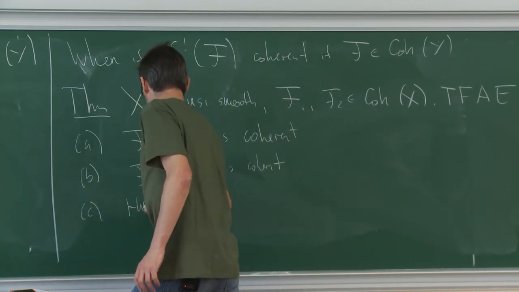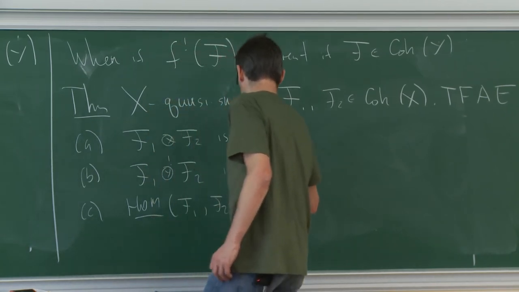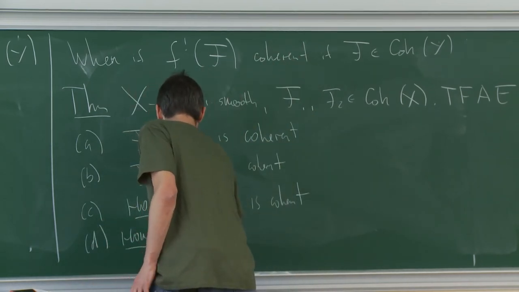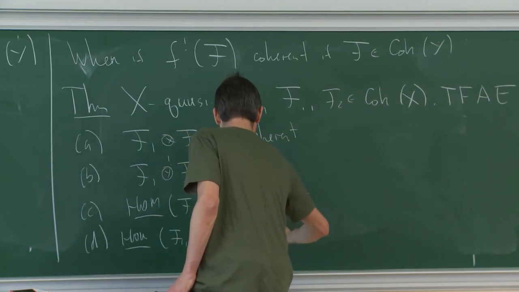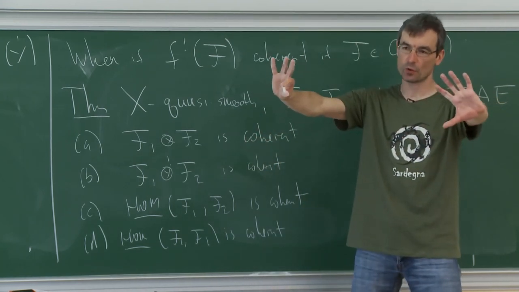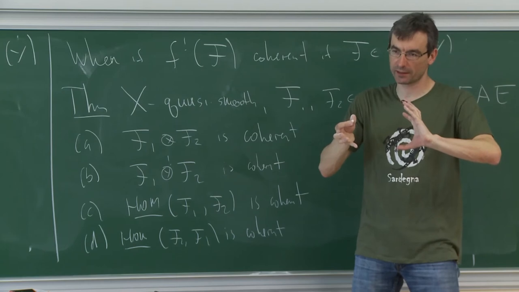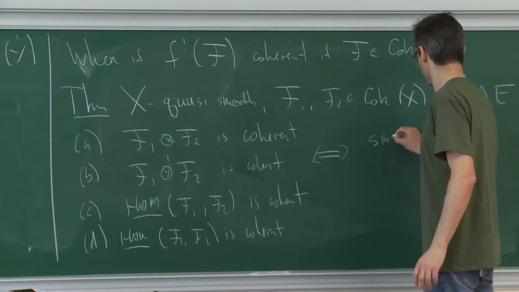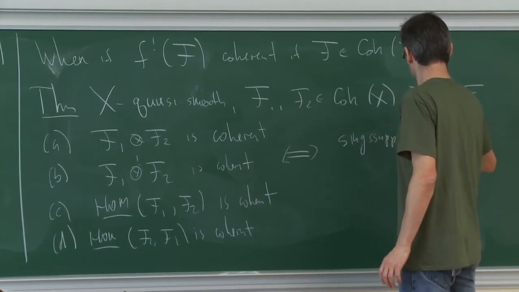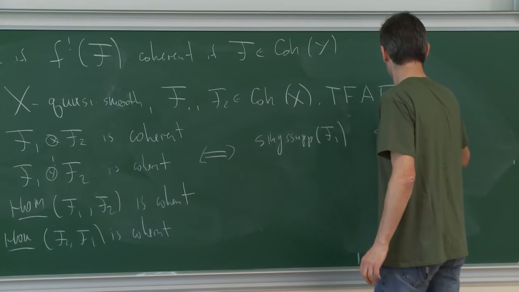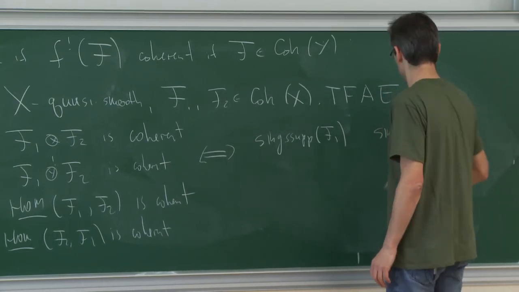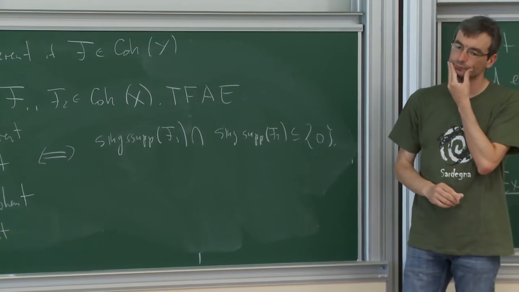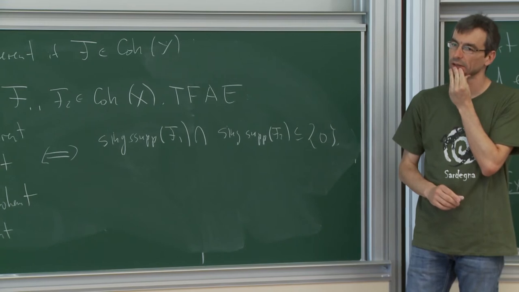Three: internal Hom in either direction is coherent. Four: internal Hom in the opposite direction is coherent. So what is the tensor upper shriek? You take F1 times F2 on X times X, and you shriek pull back with respect to the diagonal map. And of course, this is all boring, but all of it is equivalent to the following. Namely, you take the singular support of F1, a subset inside Sing. You take the singular support of F2, a subset inside Sing, you intersect, and you want it to be the zero section.